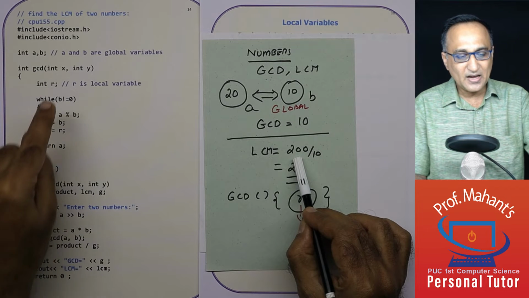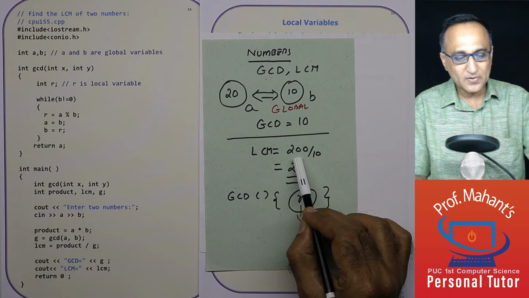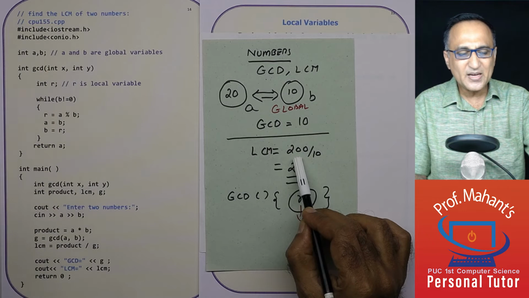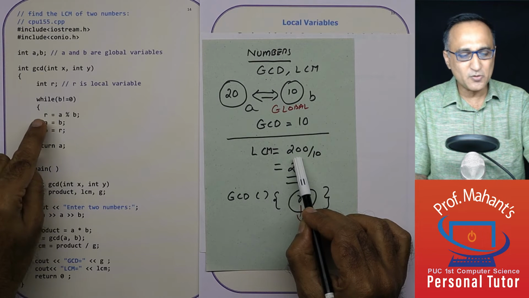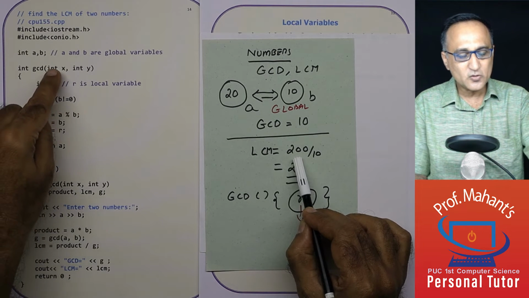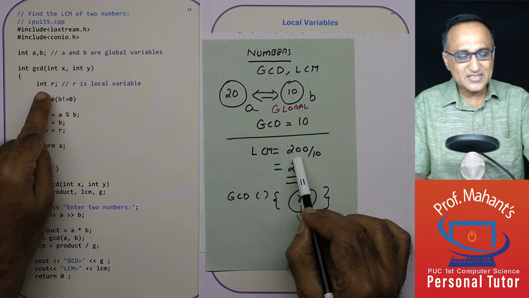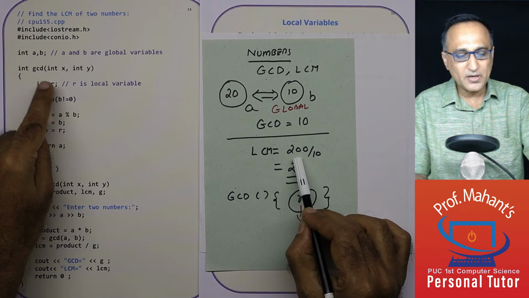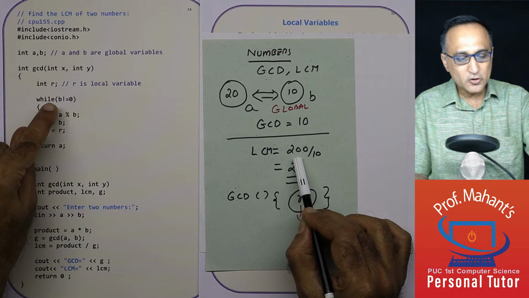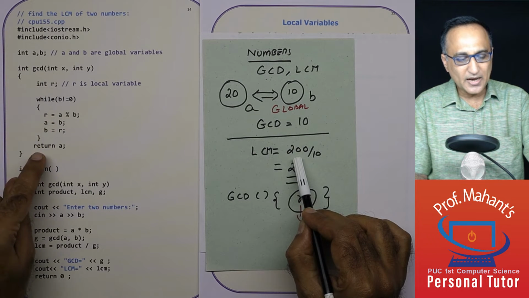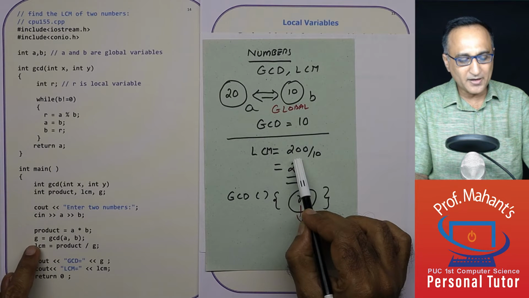20 and 10 are sent to X and Y, but I am not actually using them because, if you see, I am using A and B. So in X and Y they go and stay, but they remain unused. R is a local variable available only in GCD. So using this logic, I am calculating the GCD. Whatever the GCD is, I am sending it back to G. So the GCD of 20 and 10 happens to be 10.